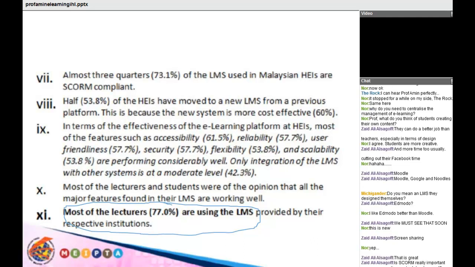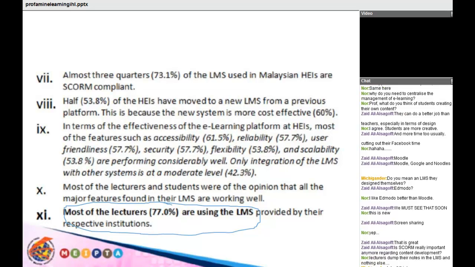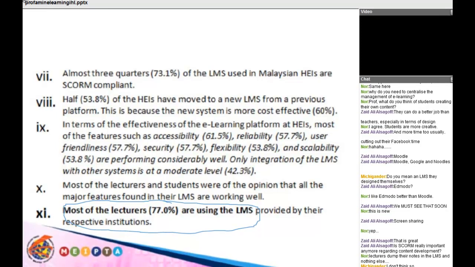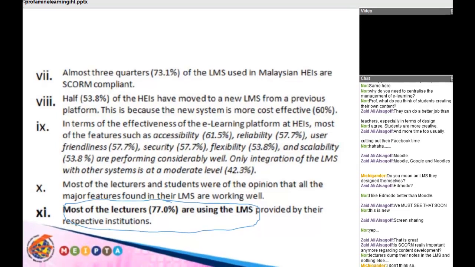In general, people are pleased. They're saying that it's good, reliable, user friendly. But in reality, the question to ask is how much interactive content is actually in the LMS. For some lecturers, just putting PowerPoint and the notes in terms of DOC, that's e-learning.